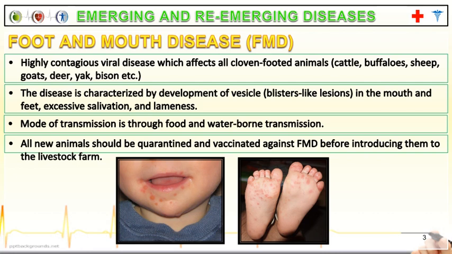To avoid FMD, use an FMD vaccine that is serotype and subtype specific, which provides temporary immunity, so the susceptible animals should be vaccinated frequently. All new animals should be quarantined and vaccinated against FMD before introducing them to the livestock farm. Prohibit the entry of live animals, semen, embryos, and animal byproducts, including feed, from areas of FMD outbreaks.